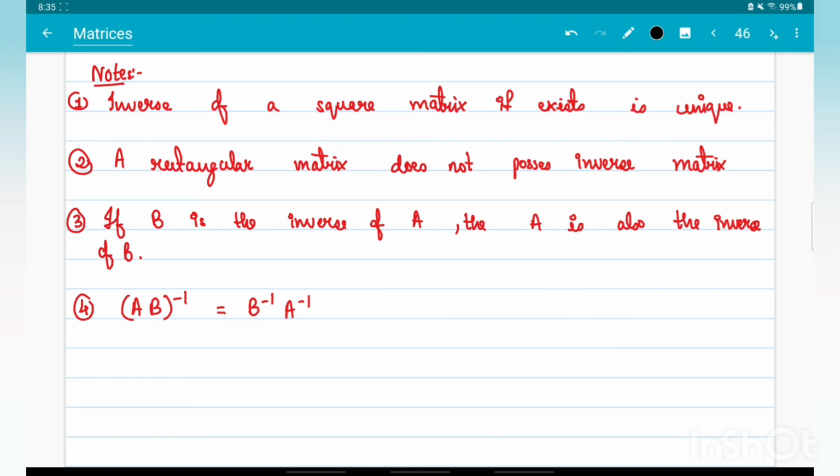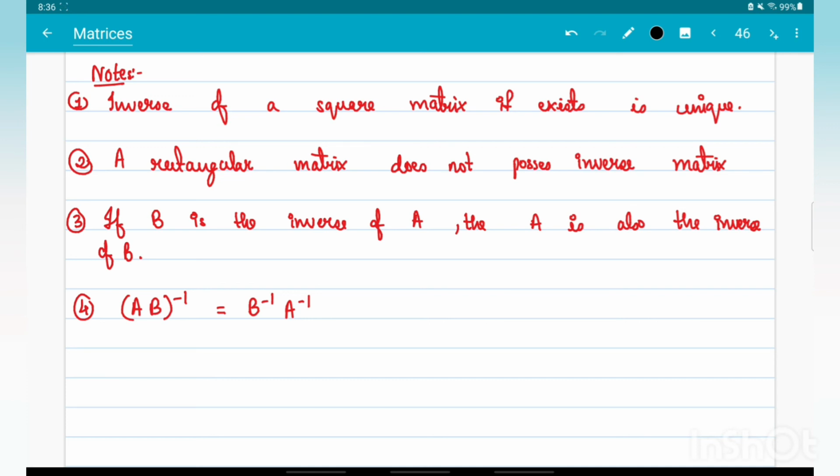Now the second point says that a rectangular matrix does not possess an inverse matrix at all. So a rectangular matrix can never have an inverse. A rectangular matrix is one in which the rows and columns are not equal, so they are unequal. So in that case the inverse of a matrix is not possible. It can only be possible in the case of a square matrix, and even in that it does not mean that every square matrix is going to have an inverse.